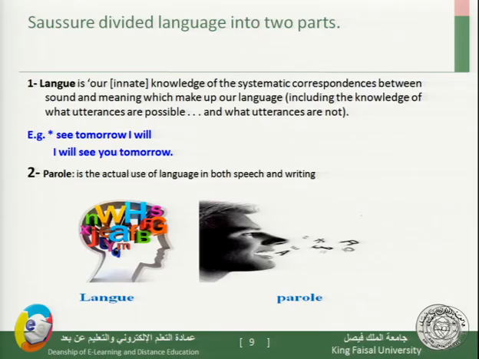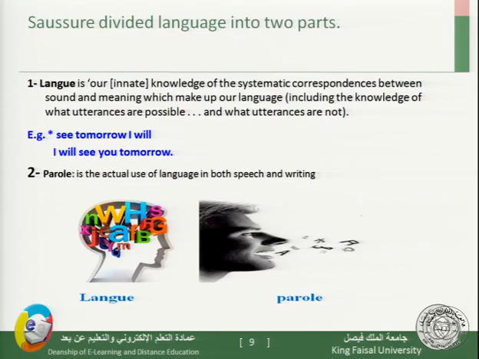So the word langue refers to our competence, our knowledge of the language, all those grammatical rules, all those intuitions and chunks of speech that we already have in our mind and use when we judge any sentence, whether it is grammatical or not. So this ability will help us judge sentences through our intuition, through our knowledge of grammatical rules, whether a sentence applies to the rules of grammar or does not.